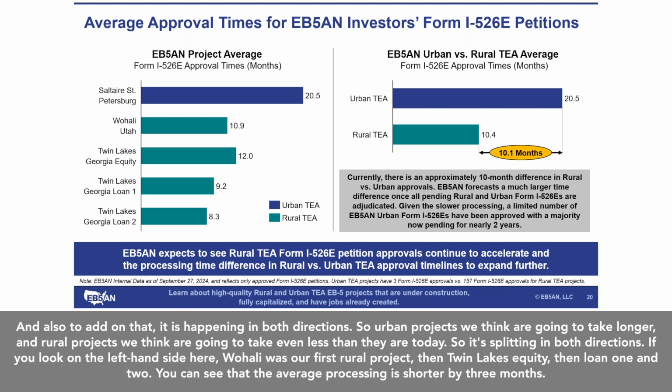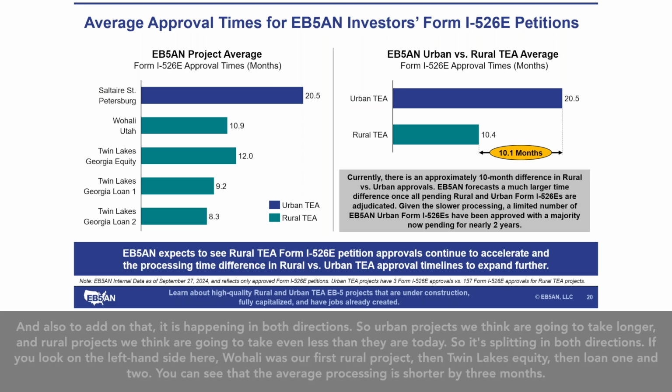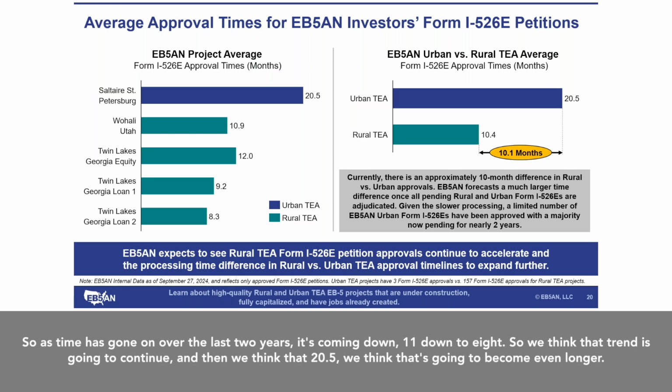And also to add on that, it is happening in both directions, right? So urban projects we think are going to take longer, and rural projects we think are going to take even less than they are today, right? So it's splitting in both directions. If you look on the left-hand side here, Wahali was our first rural project, then Twin Lakes Equity, then Loan 1 and 2. You can see that the average processing is shorter by 3 months. So as time has gone on over the last 2 years, it's coming 11 down to 8. So we think that trend is going to continue.